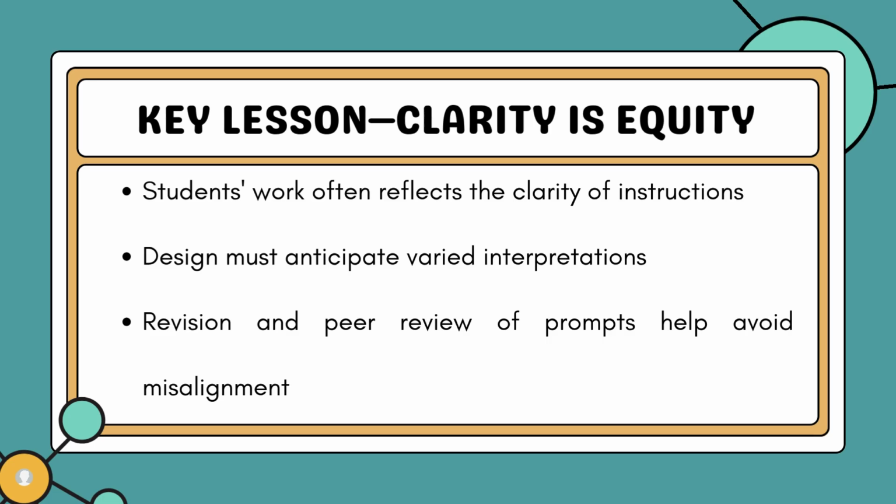Students' work often mirrors the clarity of the instructions they receive, and unclear guidance can lead to confusion and off target responses. When designing tasks or assessments, it's important to anticipate how students might interpret instructions differently. To prevent misunderstandings and misalignment with learning goals, questions should be carefully revised and, when possible, peer reviewed. These processes help ensure that expectations are clear, fair, and supportive of the student's success.